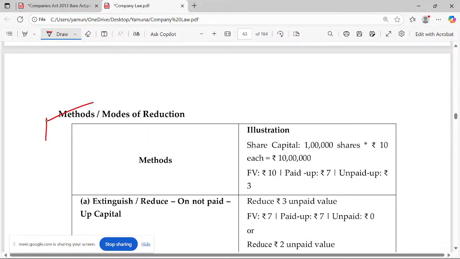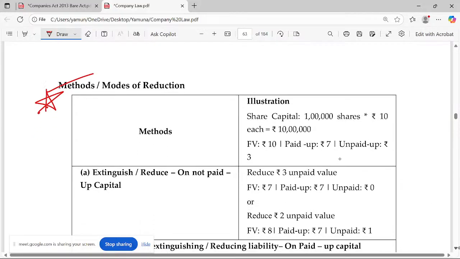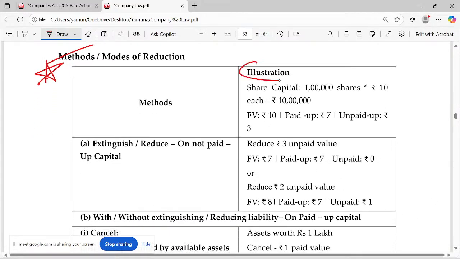Methods or modes of reduction, an often repeated question. Let me go for this illustration. It's quite an easy illustration. Usually we'll get the share capital in wording: the share capital of the company is 10 lakh rupees. How many shares are there? 1 lakh shares and face value 10 rupees. So 1 lakh shares into 10 rupees is 10 lakh. For convenience sake, I'm taking the paid up value as 7, unpaid value as 3.